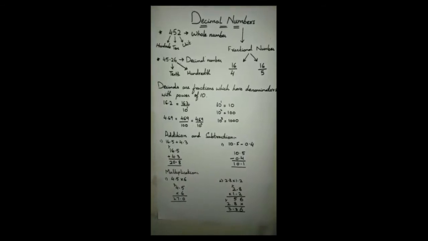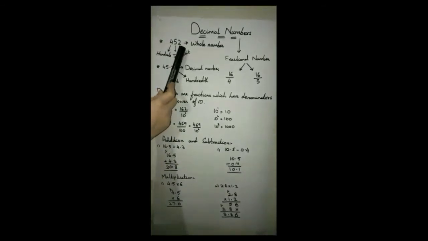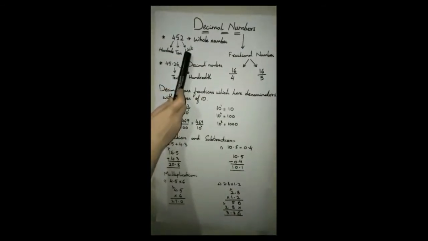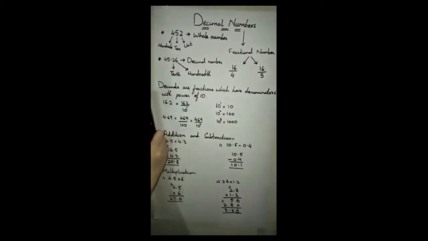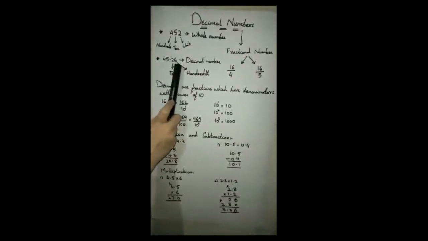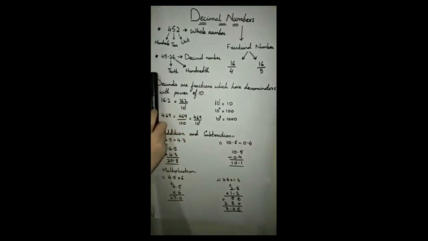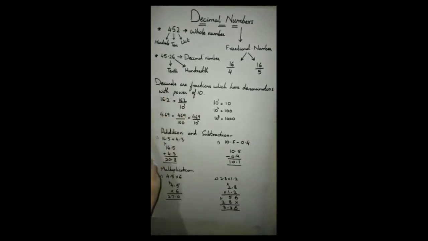I want to discuss place value of whole numbers. I have 452, a whole number: 2 is the unit, 5 is the ten, and 4 is the hundred. You know that. 45.26 is a decimal number: 5 is the unit, 4 is the ten. What is the place value of 2 here and what is the place value of 6?